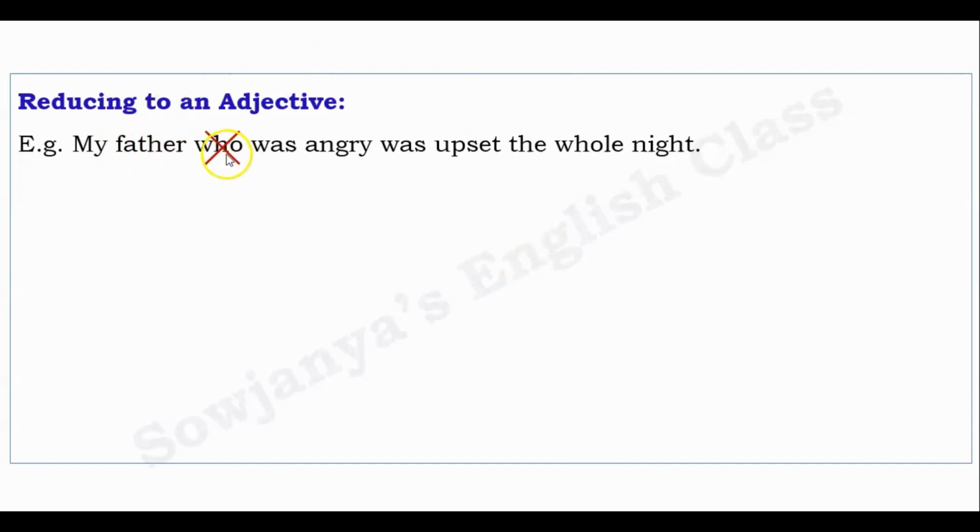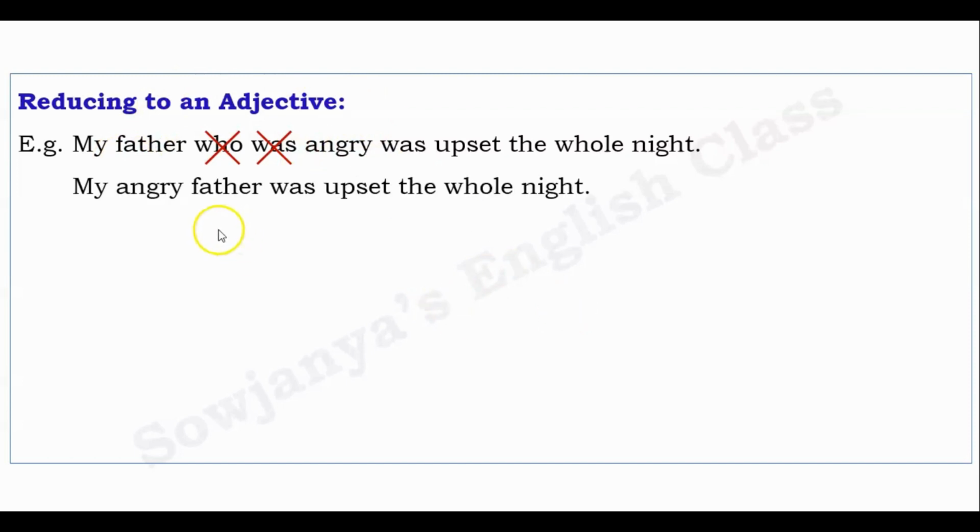We have to remove the relative pronoun who, verb to be was, and then this angry will come before the noun father. My angry father was upset the whole night. That is how to reduce an adjective clause into a simple adjective. And then let us see how to reduce an adjective clause into an adjective phrase.